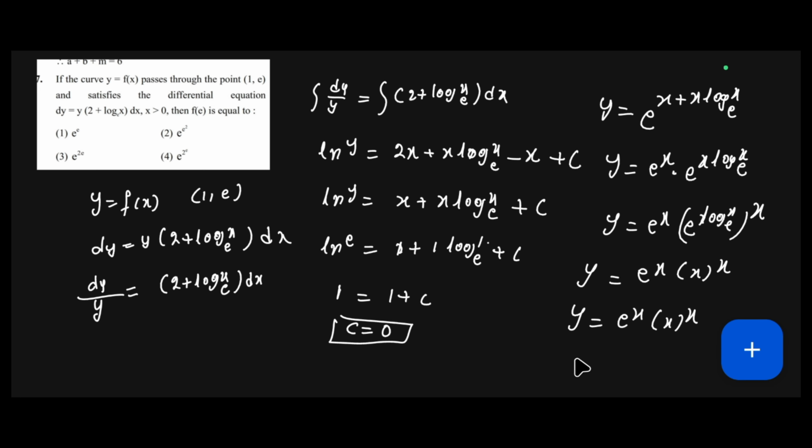Now observe it. We need to find f of e. y is equal to f of x. So f of e is equal to e power e into e power e, with x value e. That is equal to e power 2e. So option 3 is the right answer.